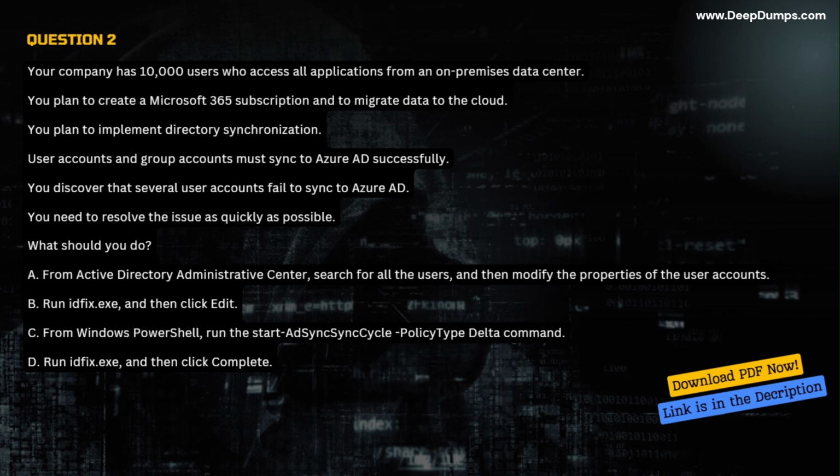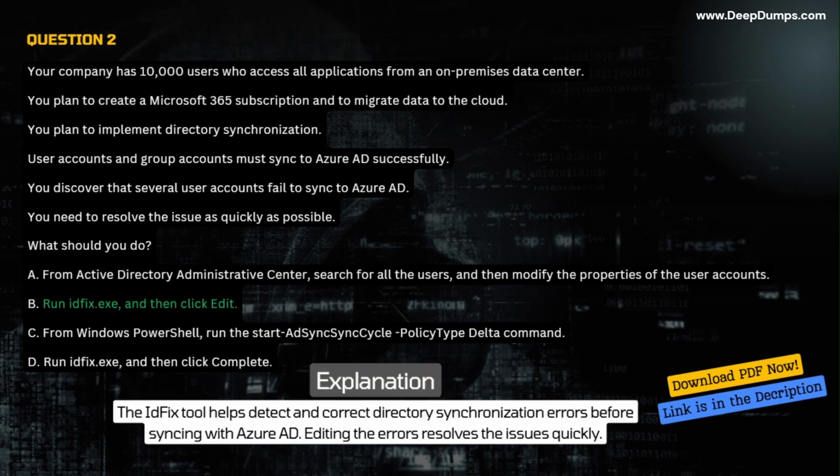B. Run adfix.exe, and then click Edit. C. From Windows PowerShell, run the start-adsyncsynccycle -policytype delta command. D. Run adfix.exe, and then click Complete. Correct answer B. Run adfix.exe, and then click Edit. Explanation. The IDFix tool helps detect and correct directory synchronization errors before syncing with Azure AD. Editing the errors resolves the issues quickly.